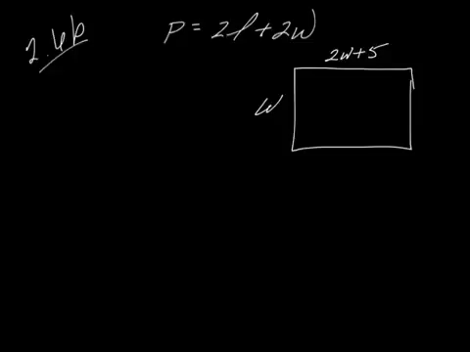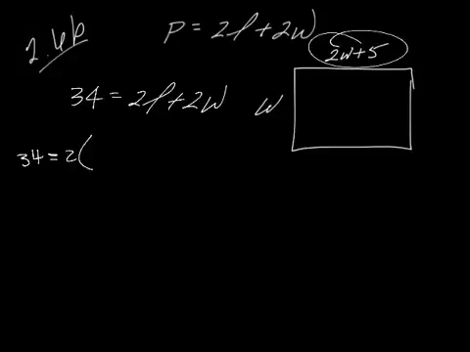Let's see. The perimeter is 34 inches. So P, I guess we're not going to write P. We're going to write 34 equals 2L plus 2W. So 34 is the perimeter. Find the length and the width. Okay, so 34 equals 2 times the length. What do we say the length was? 2W plus 5, plus 2W.